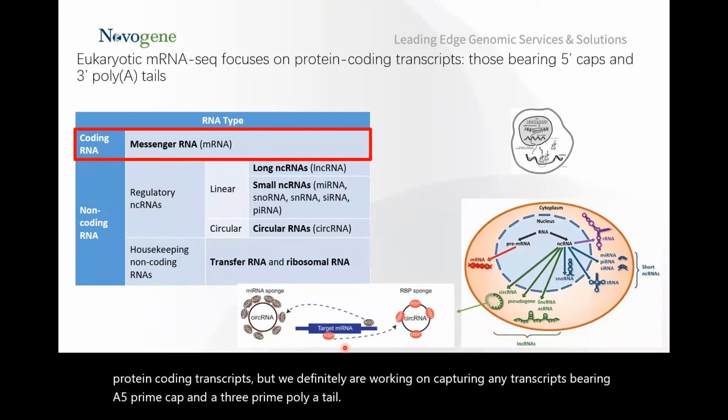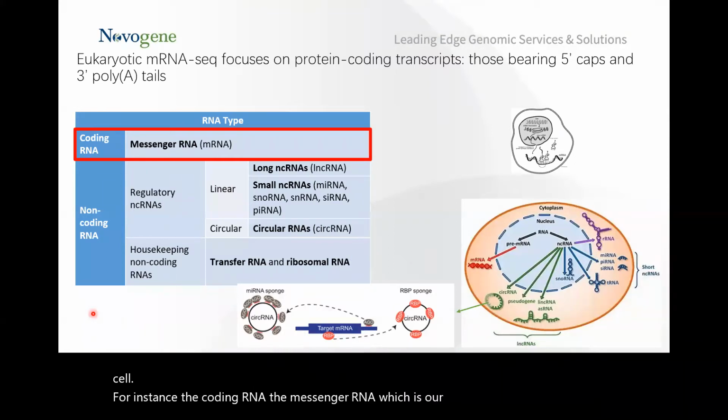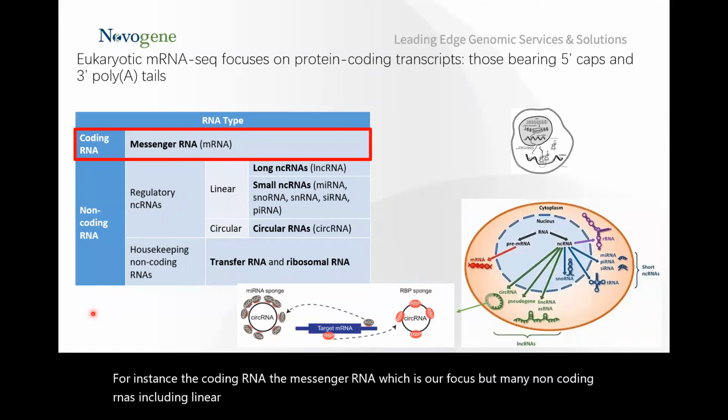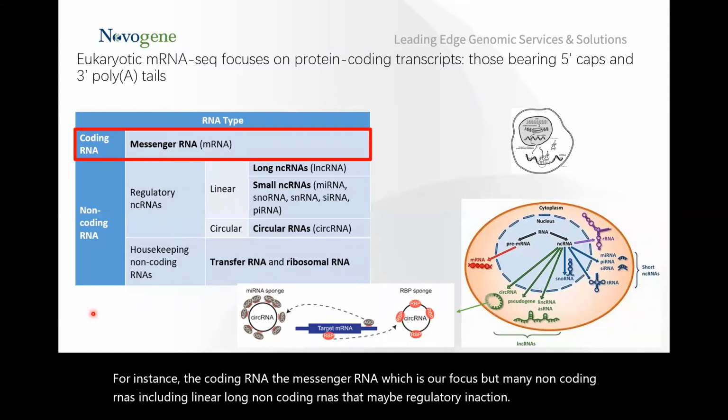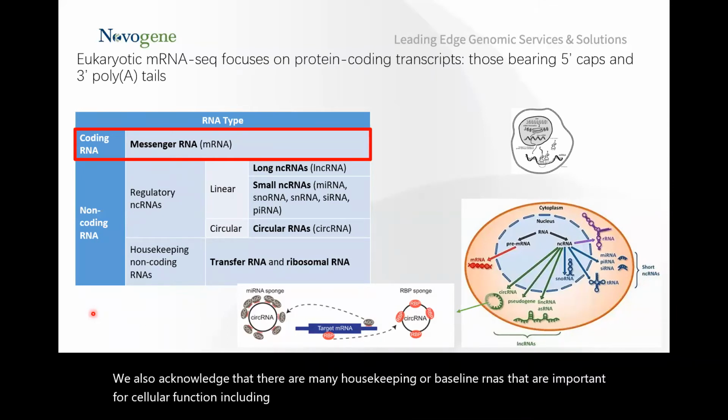The table at left shows us many different kinds of RNAs that are present in the eukaryotic cell. For instance, the coding RNA, the messenger RNA, which is our focus, but many non-coding RNAs, including linear long non-coding RNAs that may be regulatory in action. We also acknowledge that there are many housekeeping or baseline RNAs that are important for cellular function, including transfer RNAs and ribosomal RNAs.